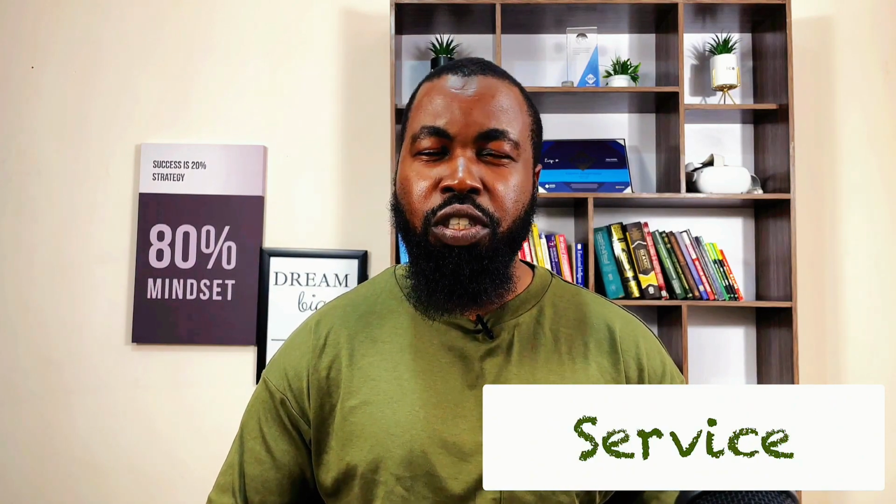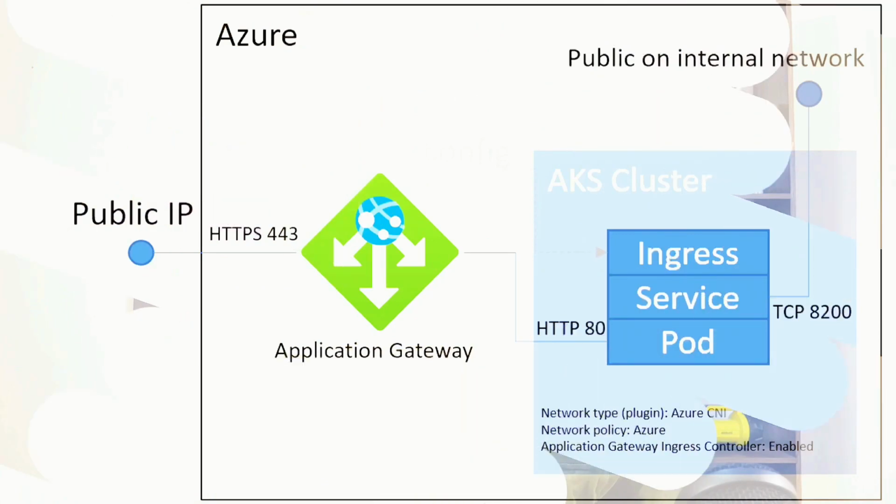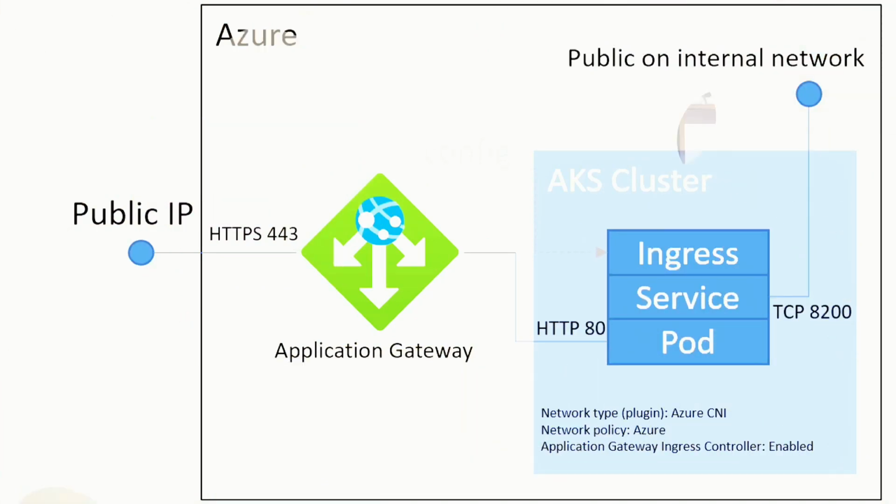Next, we have service. A service is a Kubernetes resource that enables communication between different pods or external clients. It provides a stable and unique address that allows other services and users to find and connect to your applications.